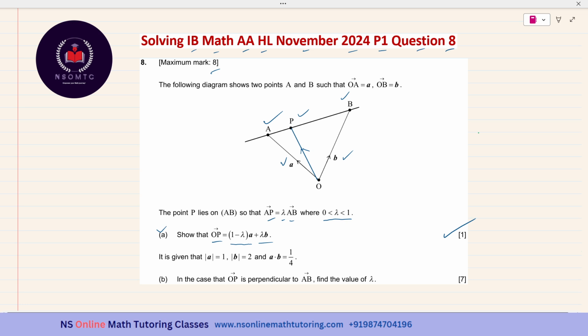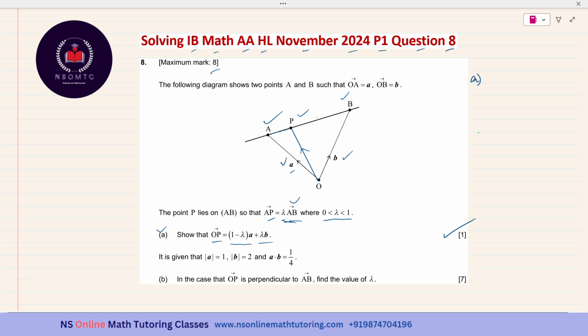So first of all, we will be taking the triangle OAP. So we are having this vector OA, that is the position vector of this point A. And what is AP? AP is lambda times AB. So now my question is, what is AB? So we have to first of all answer this. What is the AB vector in terms of the position vector A and the position vector B?